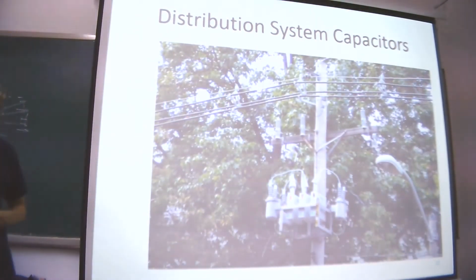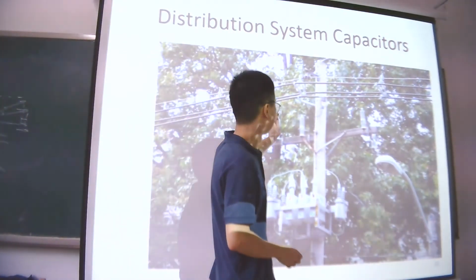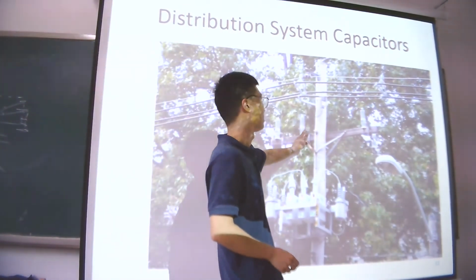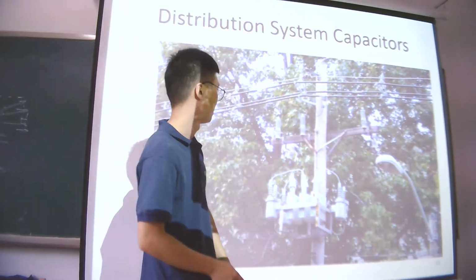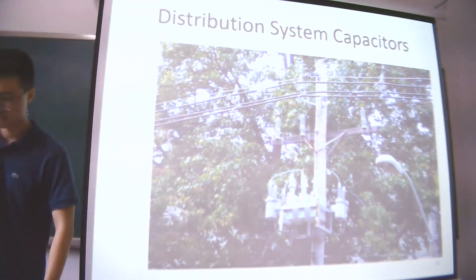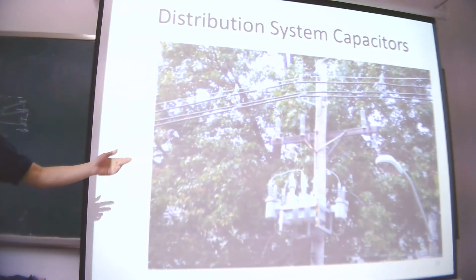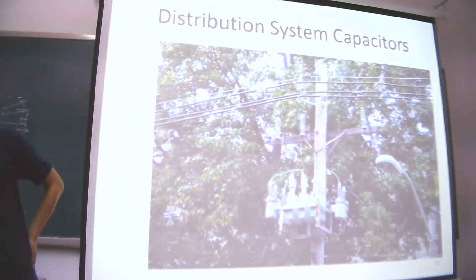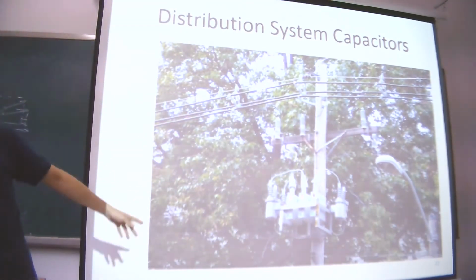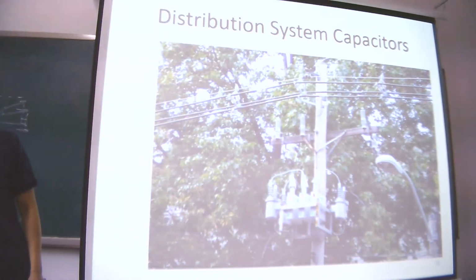And so these are the capacitors. Here, it's just to get a power balance. High voltage capacitors are for the reactive power compensation. Now, why do we use capacitors in this line?